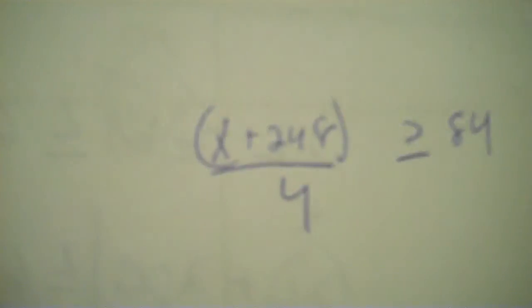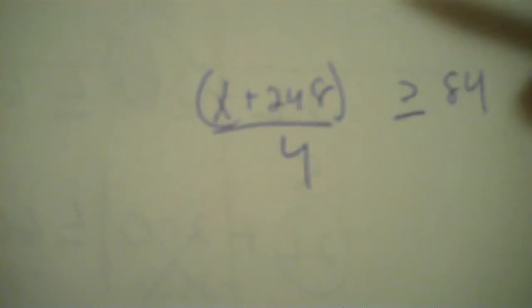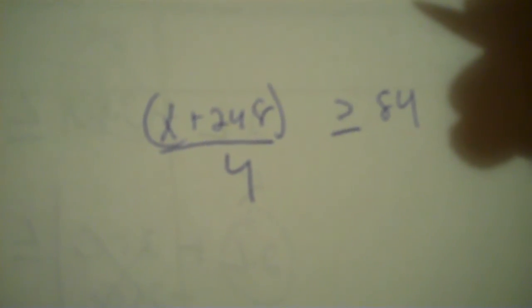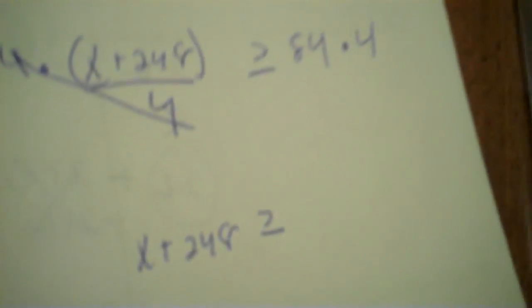Well, when I have one whole side divided by a number, we need to put that in parentheses, okay? And we're not going to do the rainbows, because that's what happens when I have 4 times. What do I do when I have a parentheses divided by 4? Well, I get rid of the divided by 4 by multiplying by 4, okay? So again, when I have one whole side divided by a number, I need to times 4 to each side to get rid of the division. So you've got X plus 248 greater than or equal. Take a calculator, 84 times 4 is going to be 336.